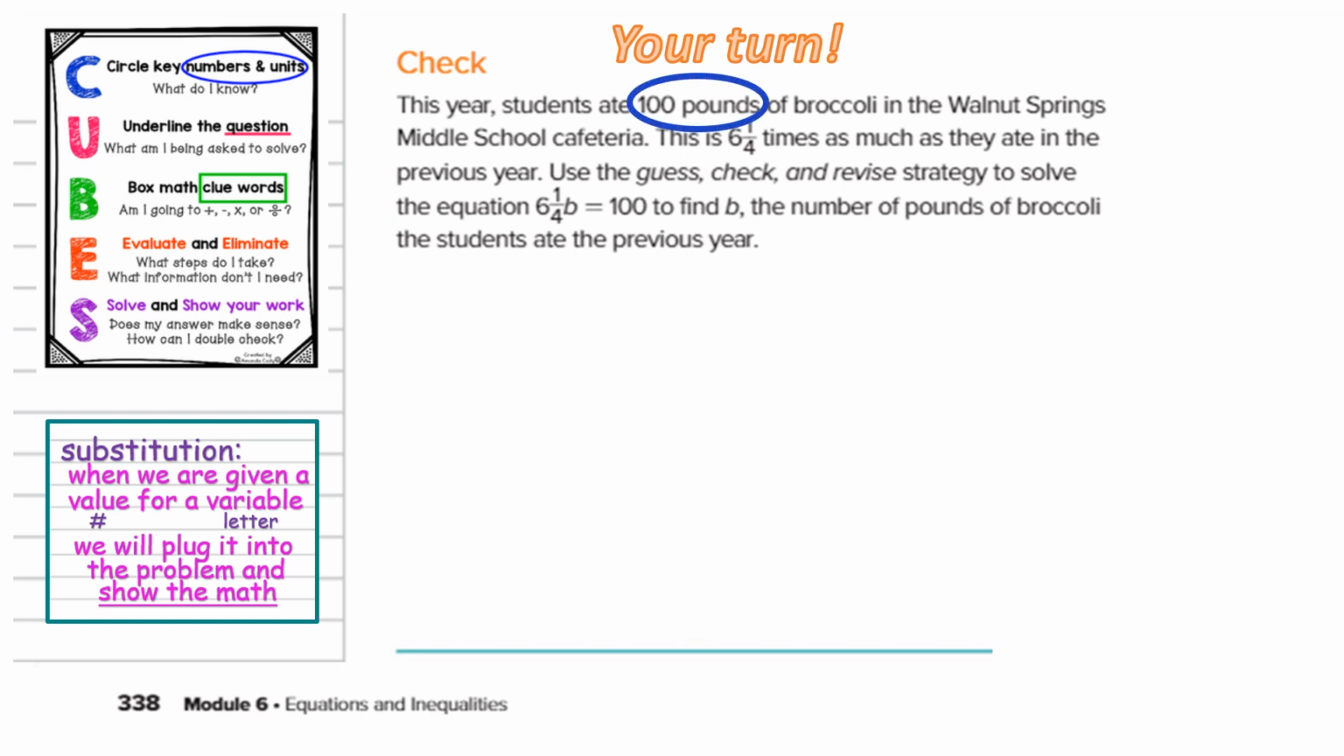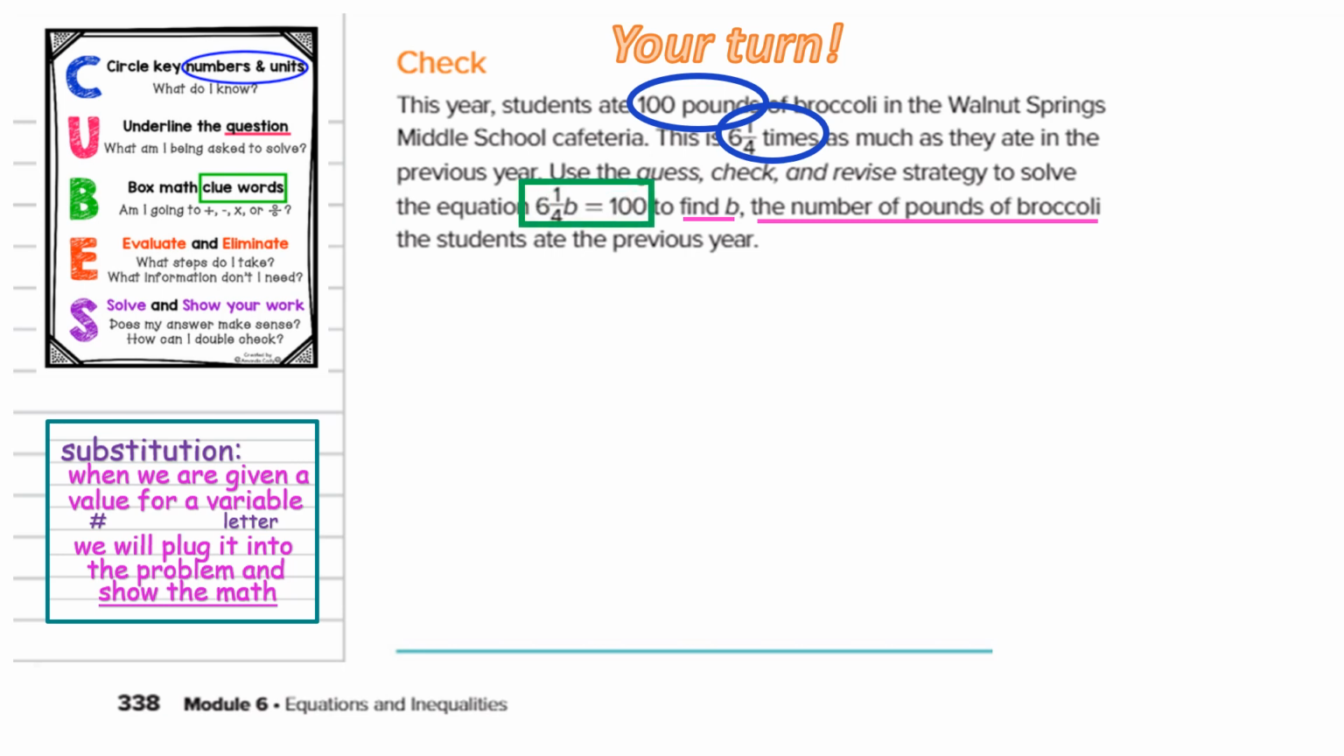All right, so that's a number and a label in the Walnut Springs Middle School cafeteria. This is 6 1/4 times as much as they ate in the previous year. Use the guess, check, and revise strategy to solve the equation that 6 1/4 times b is equal to 100 to find, so this is my question, the number of pounds of broccoli the students ate in the previous year.